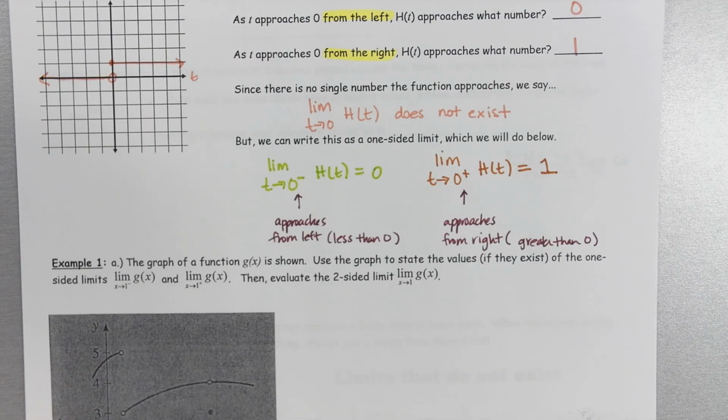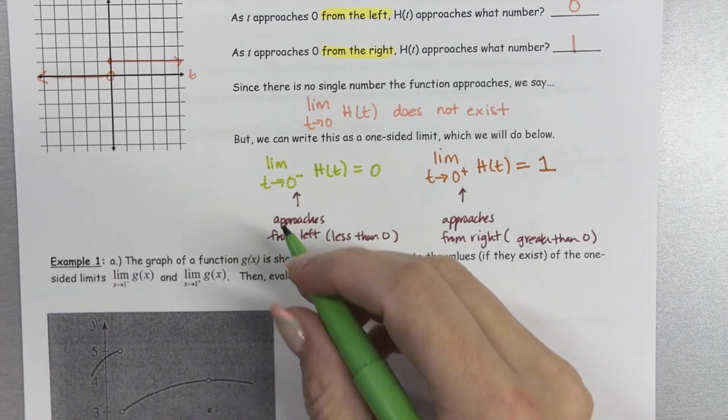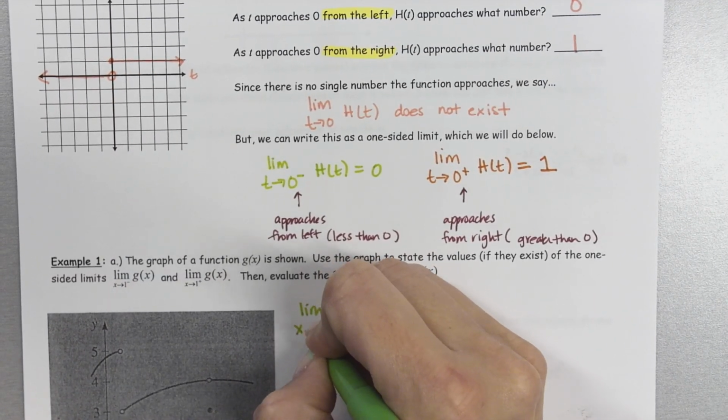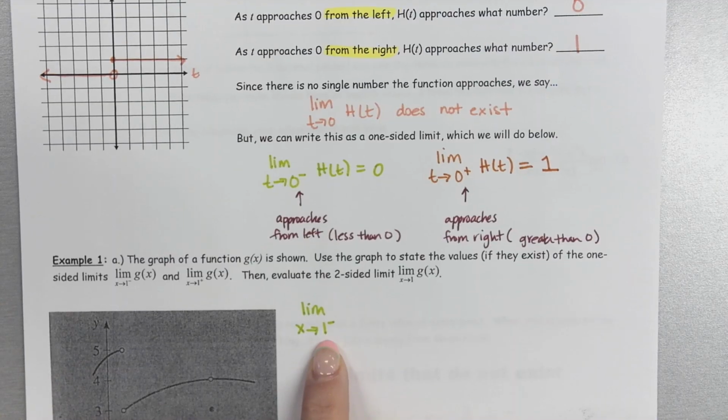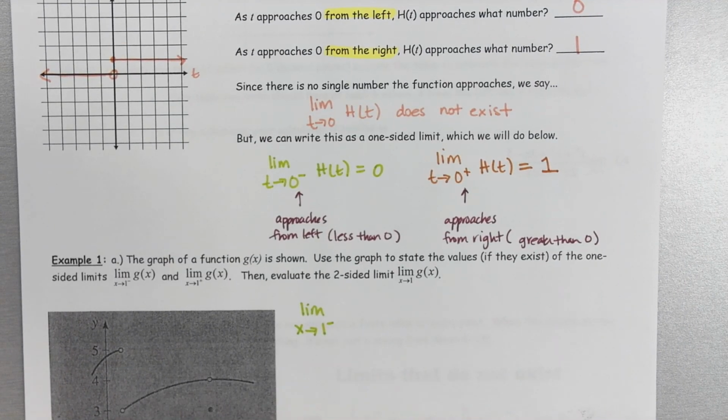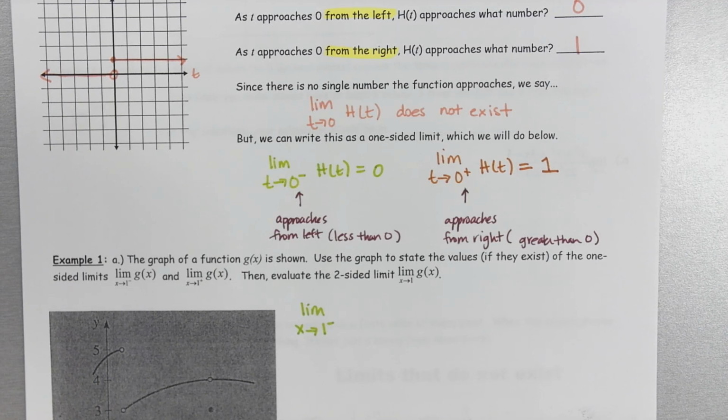All right, so then we're going to look at the next example. So I took this from your book. Quality seems to be okay for this. So the graph of a function g of x is shown. We're going to use the graph to state the values, if they exist, of the one-sided limits. The limit, I'm just going to write this out, the limit of x as it approaches, and just make sure you read this as 1 from the left, because sometimes we see those two, even though it's in reverse, and we think -1, right? Okay, so this means 1 from the left side.